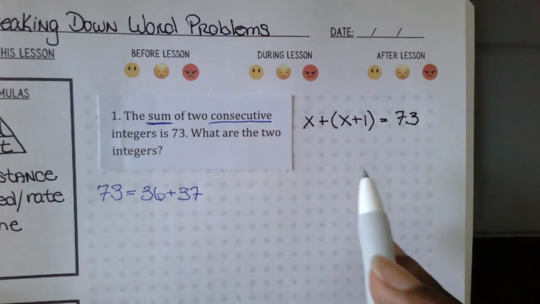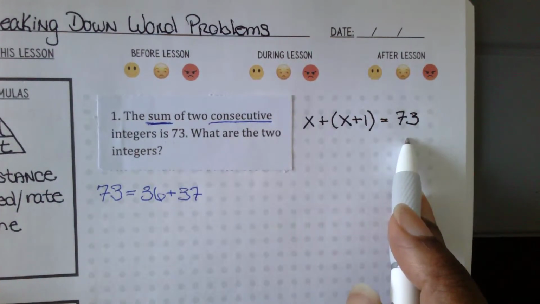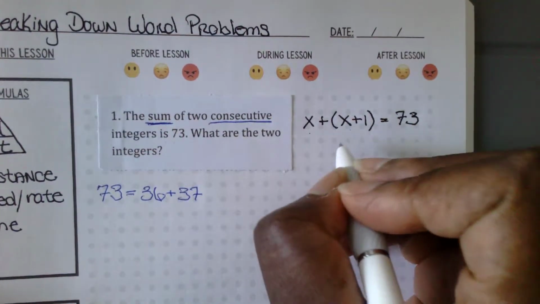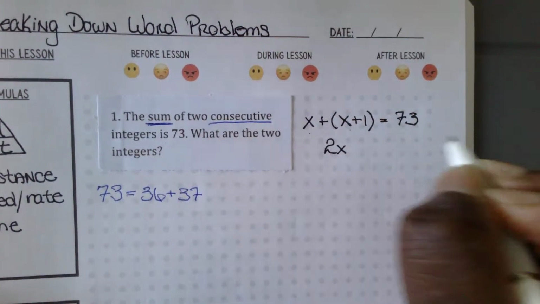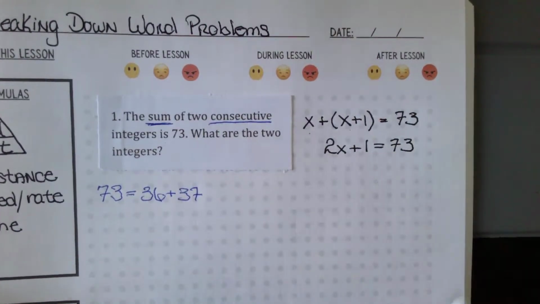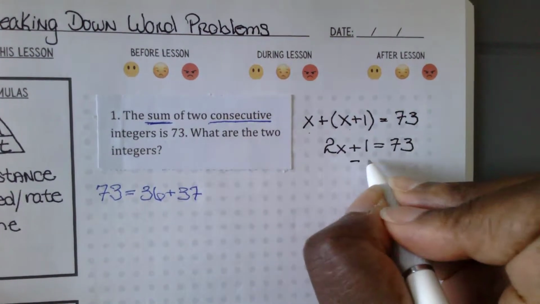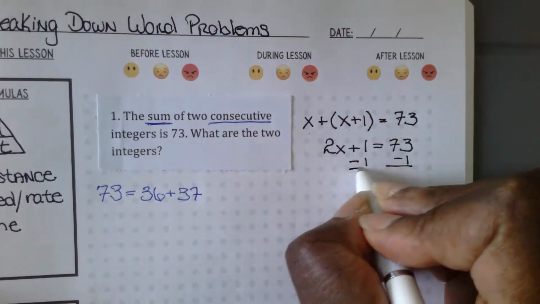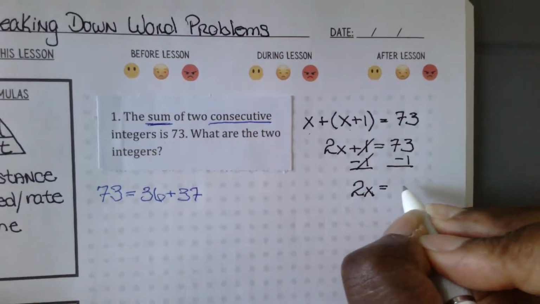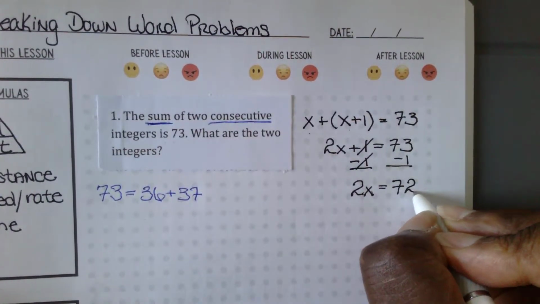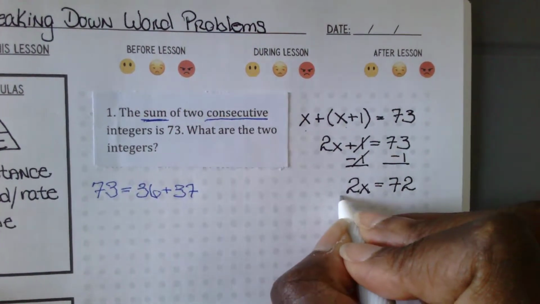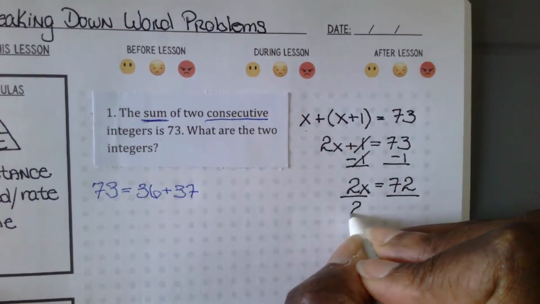73. So algebraically, when you're solving an equation, the goal is to get x by itself. So x plus x gives me 2x plus 1 equals 73. Now I want to subtract 1 from both sides. So I have 2x is equal to 72. We're trying to get x by itself, so I need to divide both sides by 2.